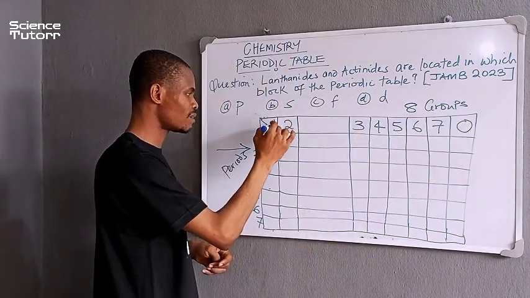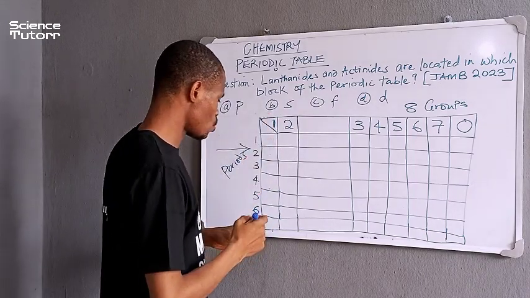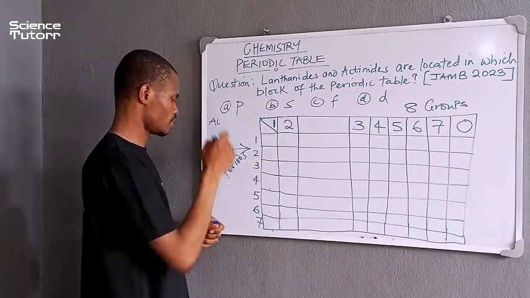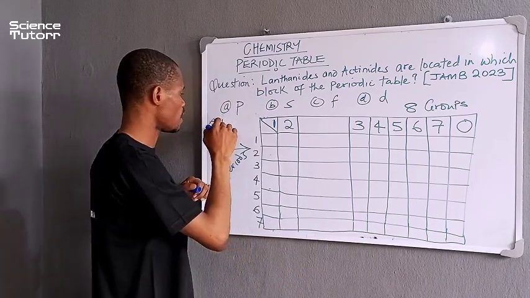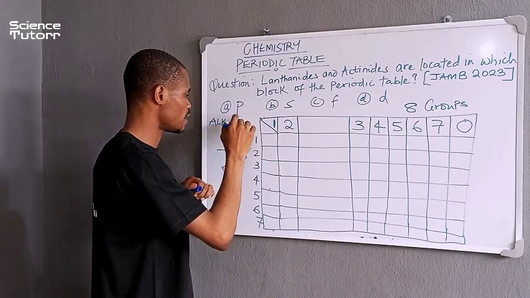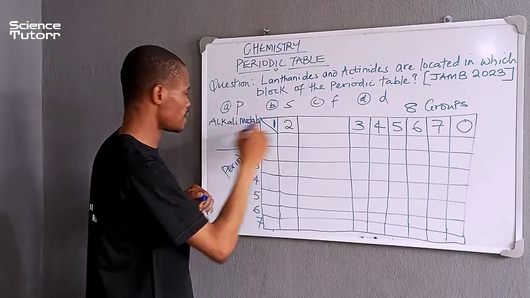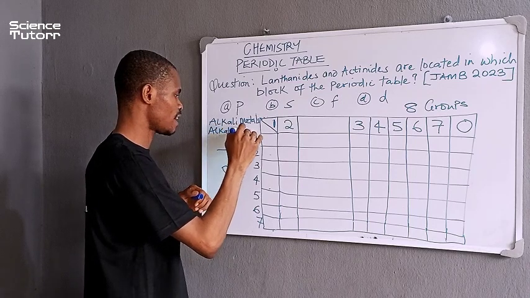Now, group 1 elements are metals. They are known as alkali metals. Group 2 elements are called alkaline earth metals.